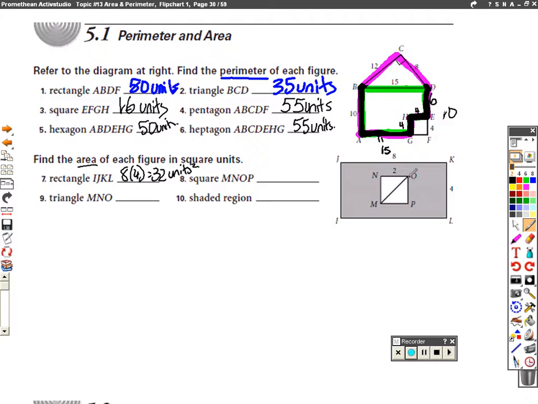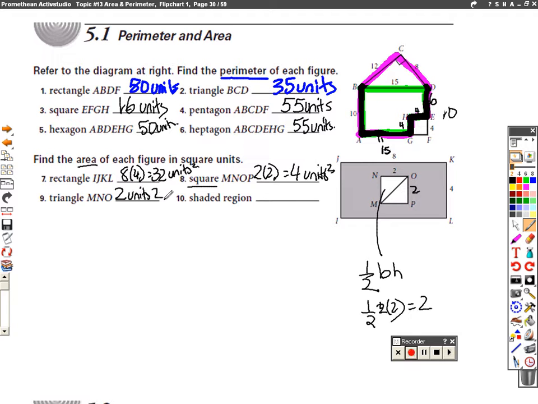MNOP, that's a square in the middle, and they tell us it's a square, so those sides are equal. So base and height are the same. 2 times 2 will just be 4 units squared. All right, triangle MNO. Now we learned for a triangle that it's 1/2 base times height. So 1/2, since the base and the height are both sides of the square, they're the same. 2 times 2, and half of 4 is 2. This is 2 units squared.